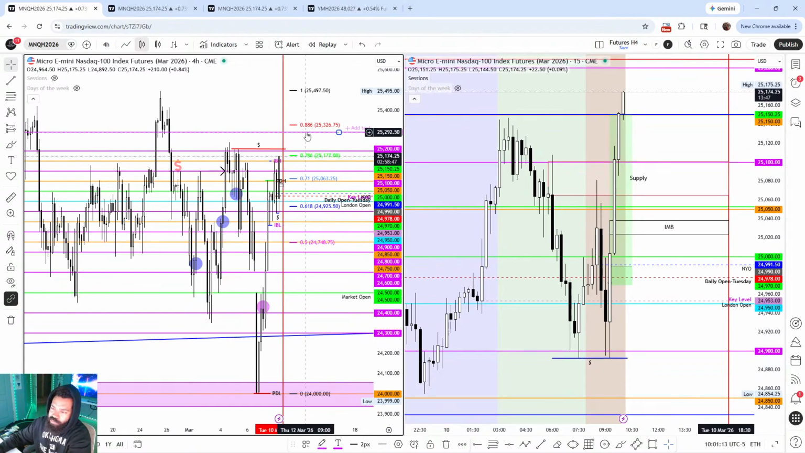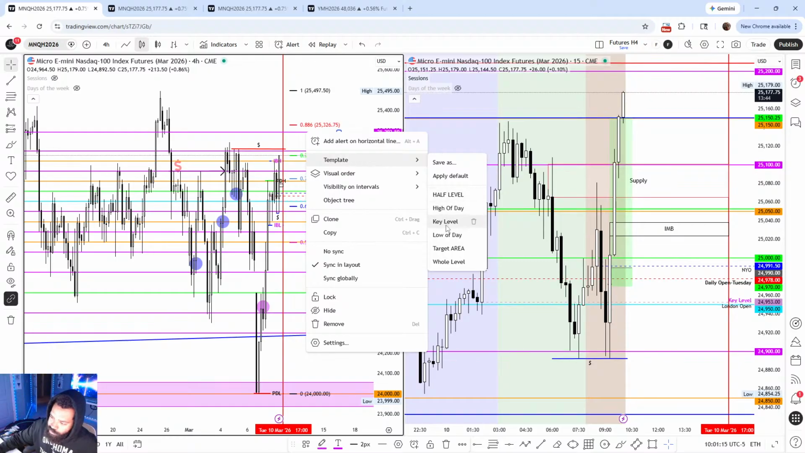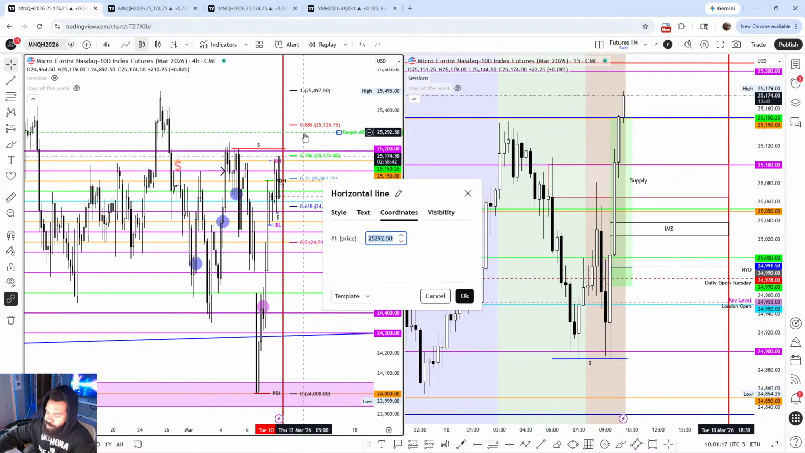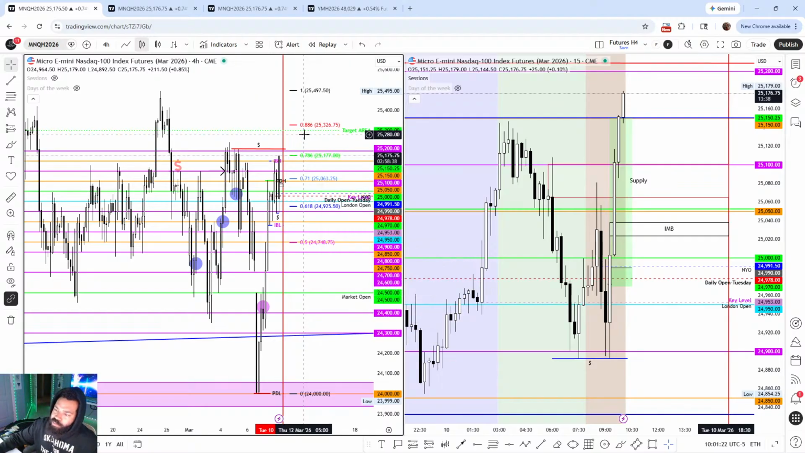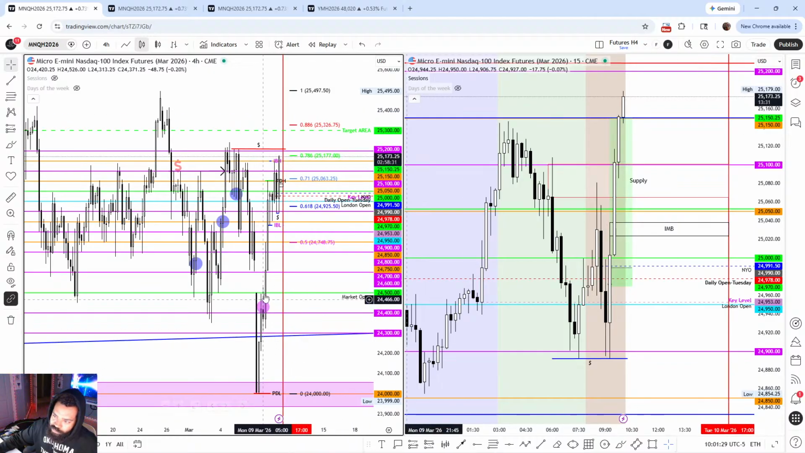So the 25,300 level, right? This is the futures price. I'll show it on the indices price. 25,300 would be the target area on a trade like that. Because I think if you get to that area, especially if you've been holding from daily, like the lows, then you're up a bag.